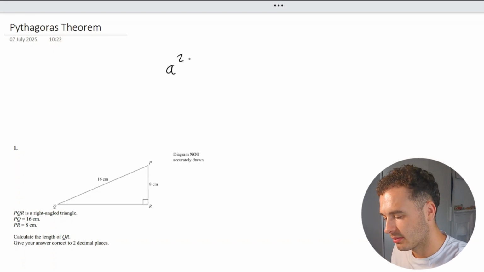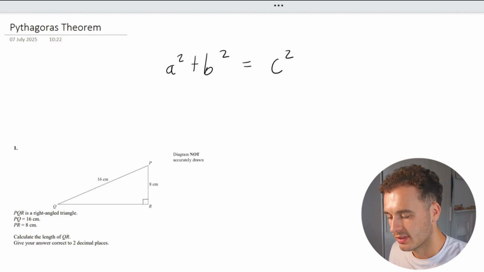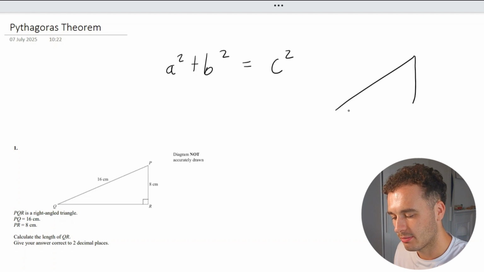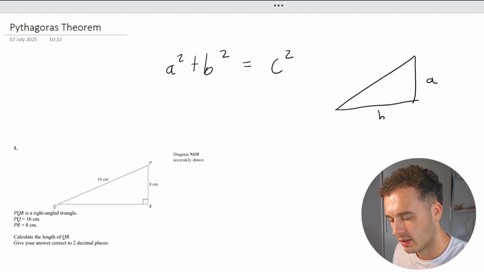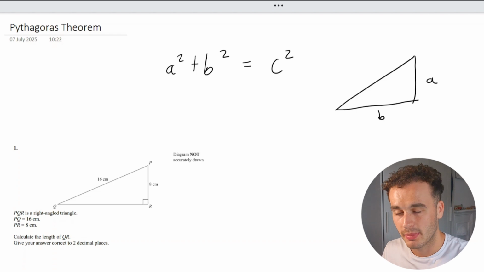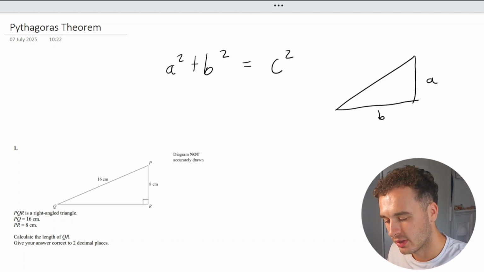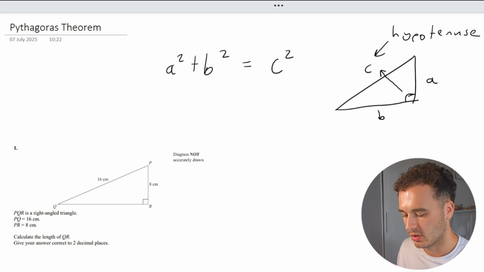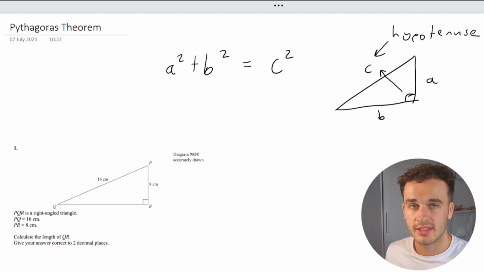One day this very smart man or woman, I'm not too sure, came up with the theorem and said that a squared plus b squared equals c squared, where a and b are interchangeable, which means it doesn't matter which way round they are, as long as you label c correctly. C is the side which is opposite to the right angle, which is called the hypotenuse. This is also very important to know for when we do trigonometry together, okay? So that is it. That is the theorem.